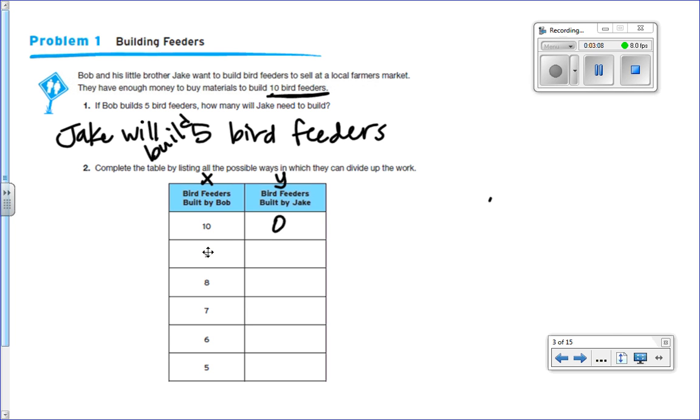If Bob built 9, Jake would build 1. If Bob built 8, then Jake would have to build 2, because again, we would like all of these rows to add up to 10 total, because it says 10 up top. So continuing on, if Bob built 7, Jake would build 3, and so on. And you can see the pattern as follows. I didn't put the rest of this table in the PowerPoint, so I want you to go ahead and complete the table, and then we will move on.